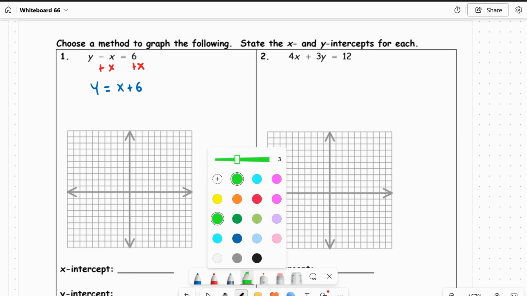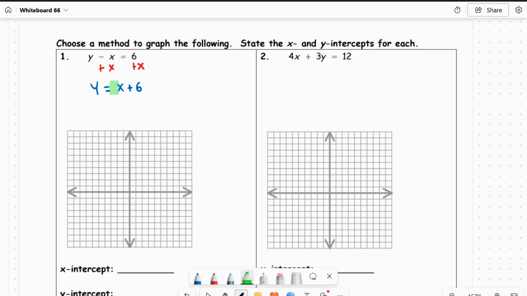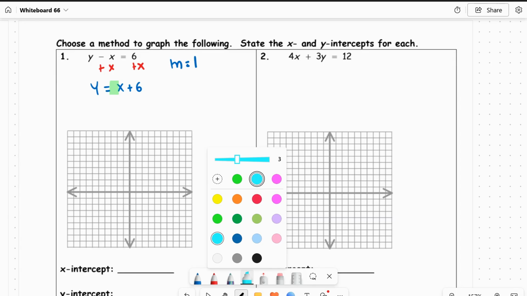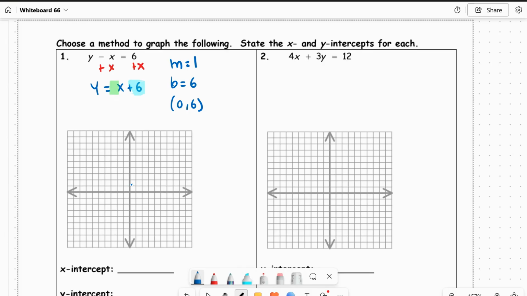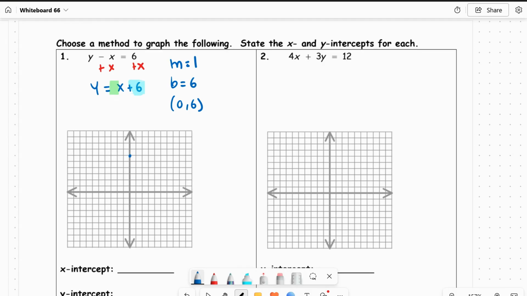For y equals x plus 6, I know that I'm going to have a slope of 1, because 1 is my coefficient on x. And I'm going to have a y-intercept of positive 6, which would be the point 0, 6. So let's go ahead and graph this. 6 is my y-intercept, and I have a slope of 1 over 1.